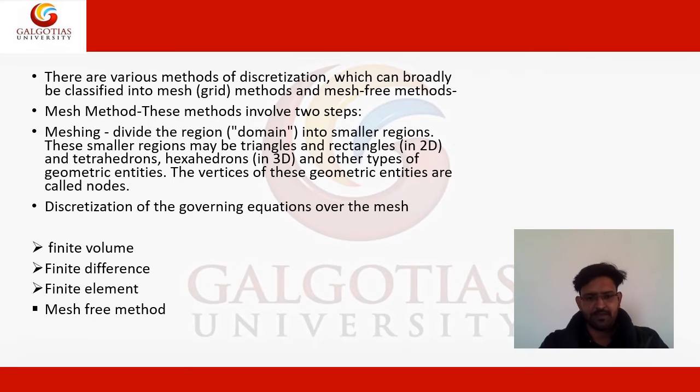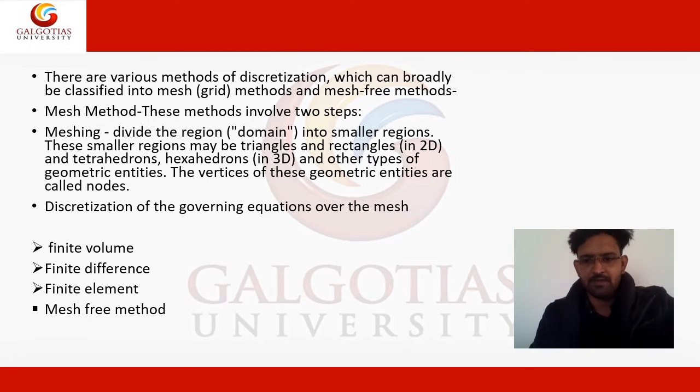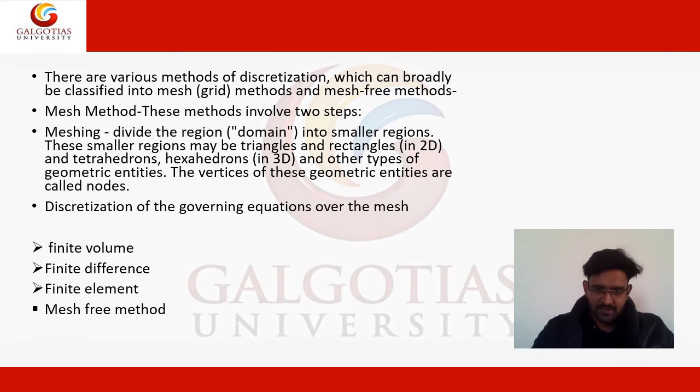So there are various methods of discretization which can broadly be classified into two methods. One is the mesh grid method and another is the mesh free method. So let's talk first about the mesh method. What are the mesh methods? These methods involve two steps. First one is the meshing, that is, divide the region, that is the domain, into smaller regions. These smaller regions may be triangles and rectangles in 2D and tetrahedron, hexahedron in 3D and other types of geometric entities. The vertices of these geometric entities are called nodes.